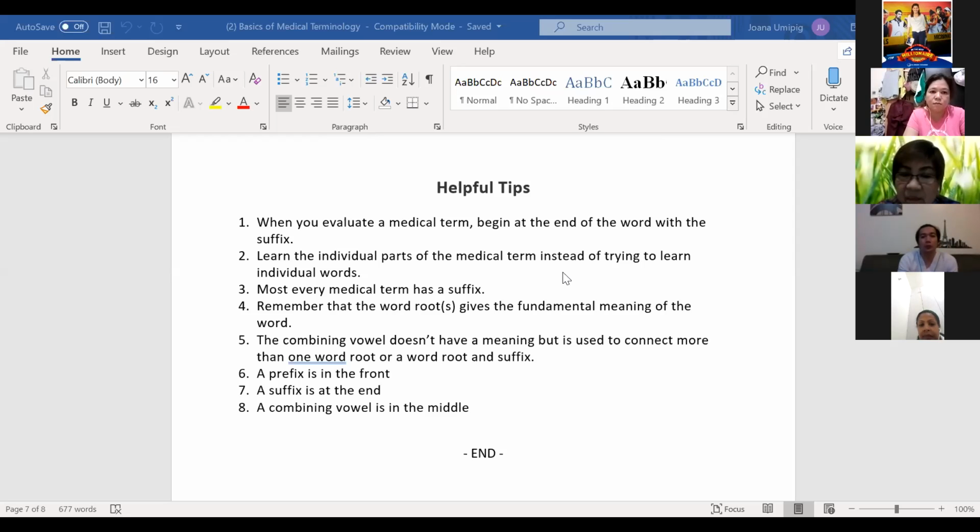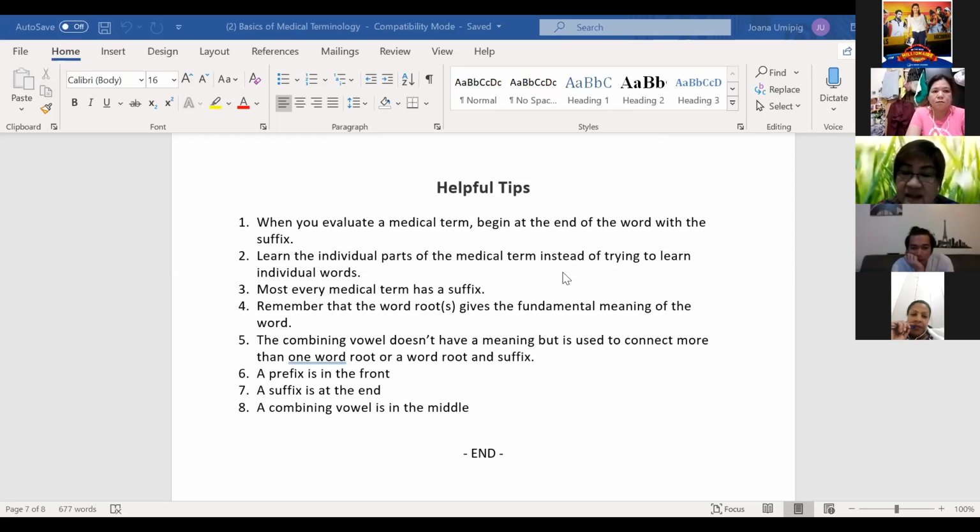Remember that the word root gives the fundamental meaning of the word. So if you have the word root, you will know exactly what it means, or what it explains. The combining vowel doesn't have a meaning, but it is used to connect more than one word root, or a word root and a suffix. Example, gastroduodenoscopy, that is multiple word roots and a combining O.